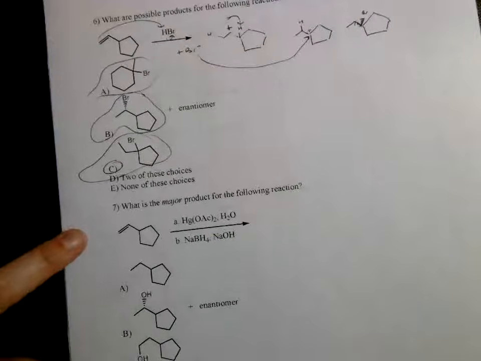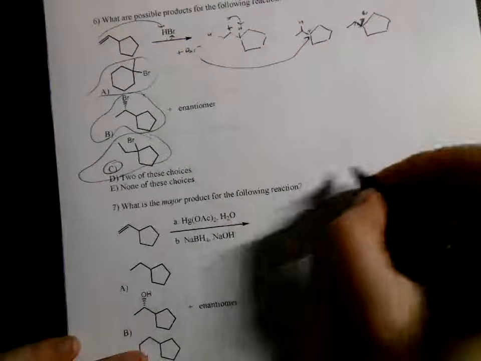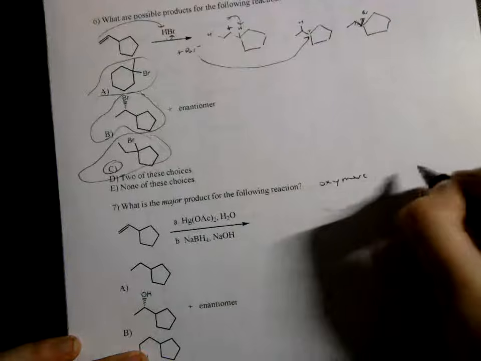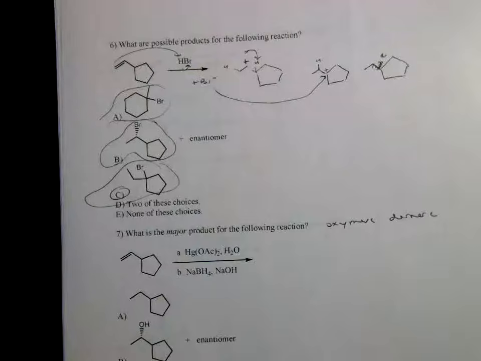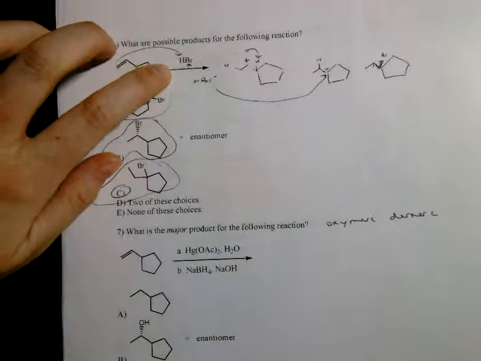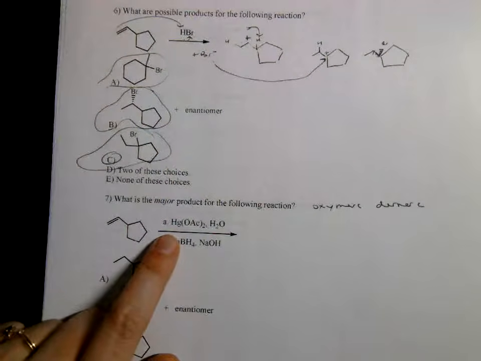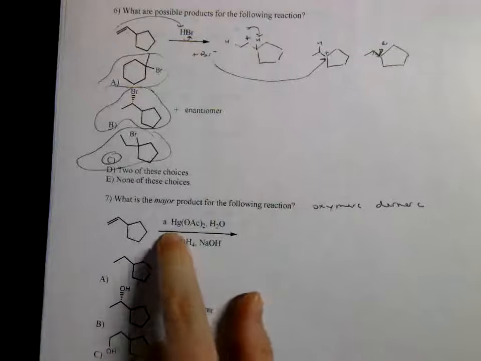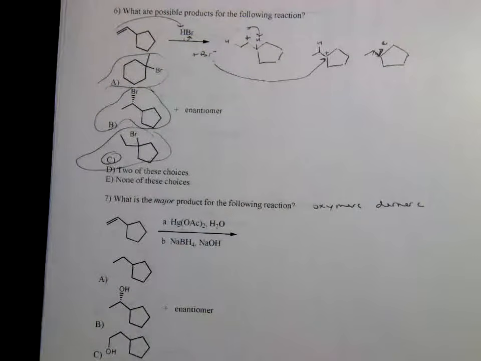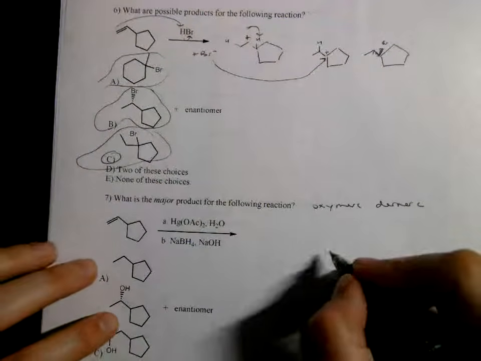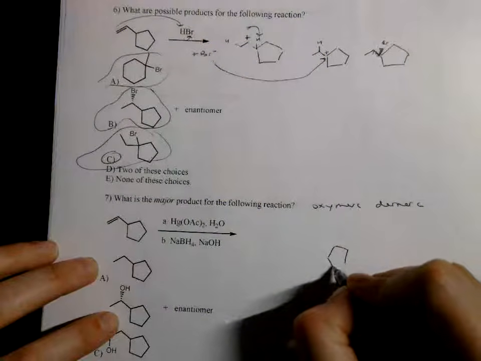Okay, number 7. This is oxymercuration-demercuration. And I love these two problems together because they show you the benefit of oxymercuration-demercuration over the acid catalyzed addition. If you have an acid catalyzed addition, you can have rearrangement. If you use oxymercuration-demercuration, you'll still get the Markovnikov product, but you won't have it undergo rearrangement. So it forms this crazy triangle.